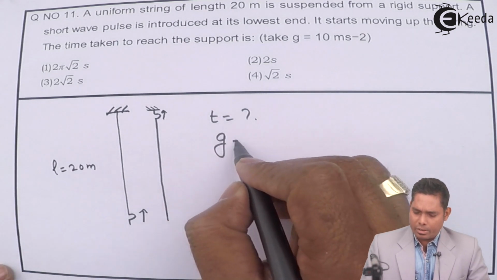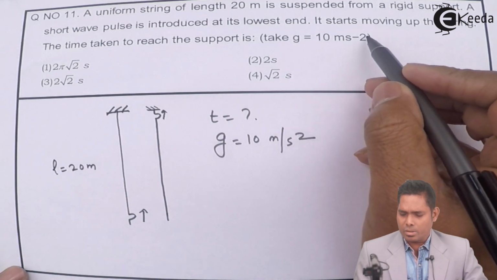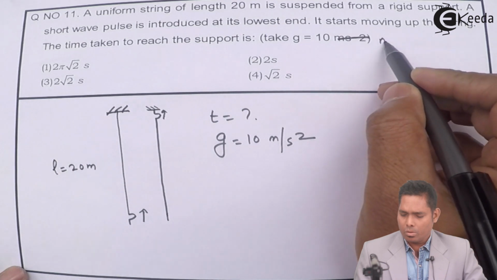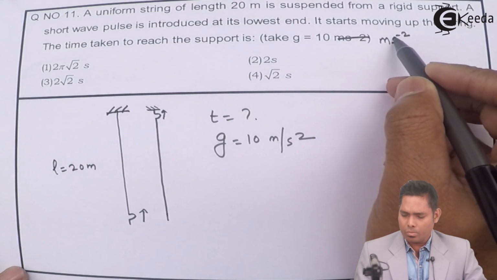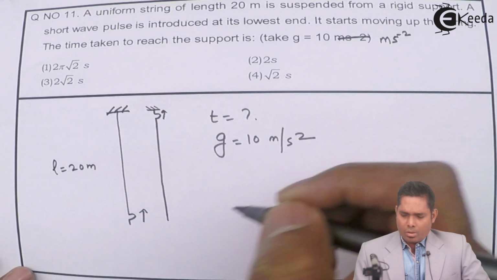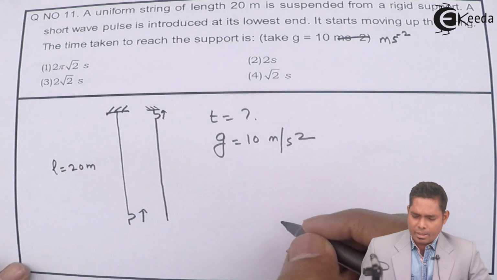Given that you take g equals 10 meter per second square, that is, ms to the power minus 2. Anyway, out of the options we have to find which one is the correct answer.